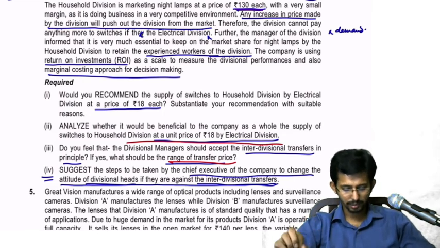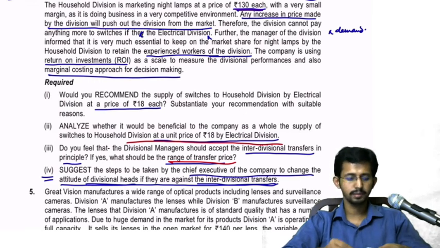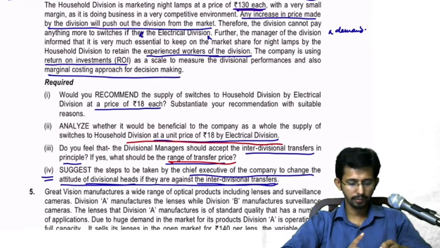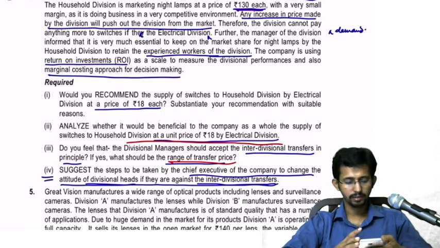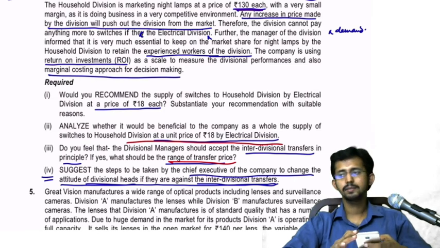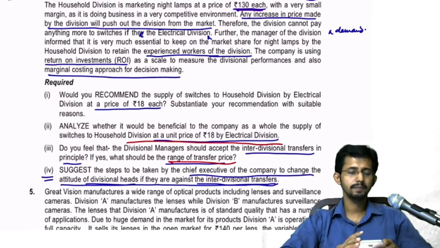Okay, now please write. The chief executive of the company should induce the divisional managers for effecting the internal transfer, as it will be in the best interest of the entity.